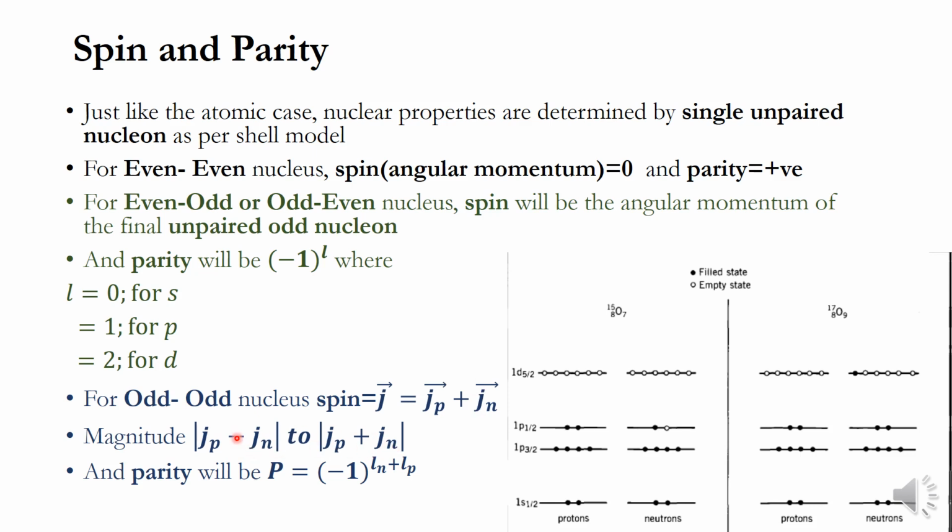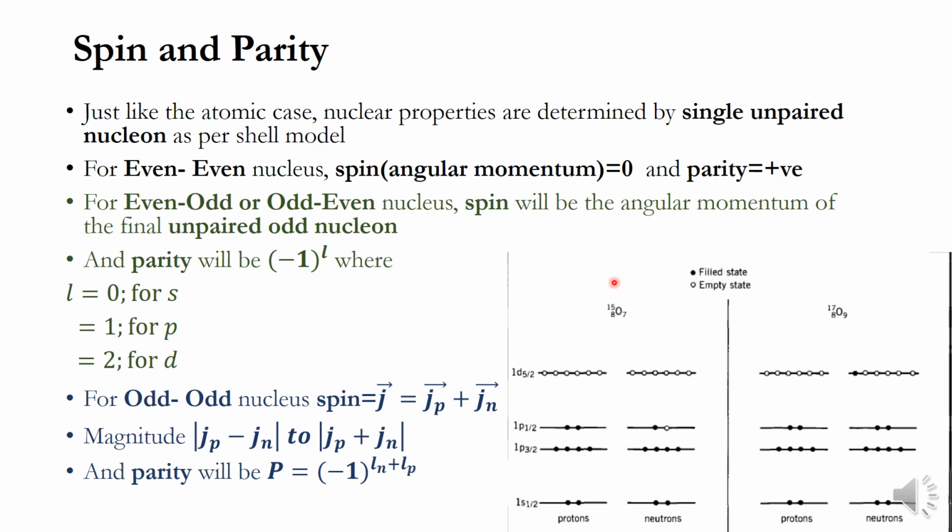So these are the possibilities, and the parity will be (-1)^(Ln + Lp), where Ln is the orbital angular momentum of the finally filled odd neutron, and Lp is the orbital angular momentum corresponding to the finally filled odd proton. Okay, so we will see two examples.